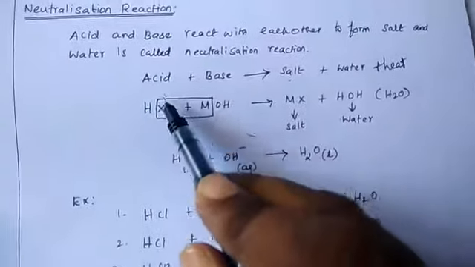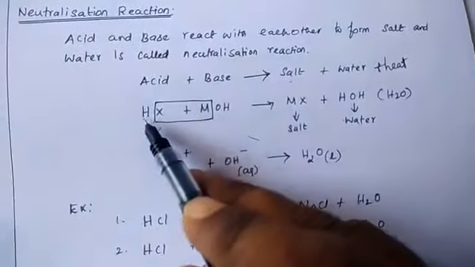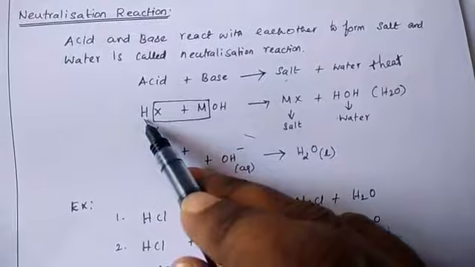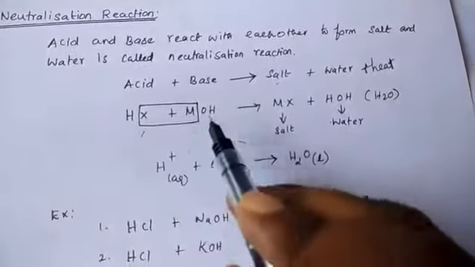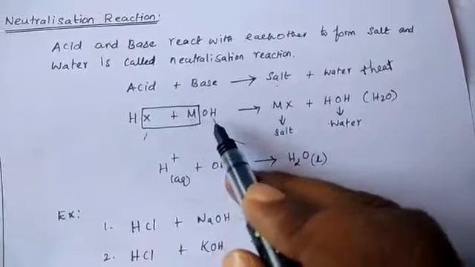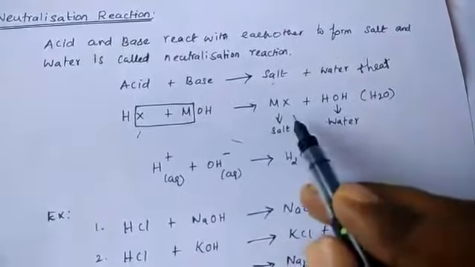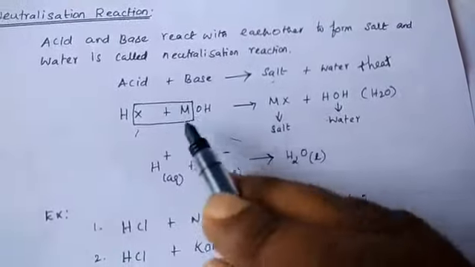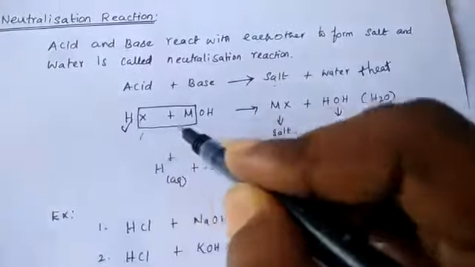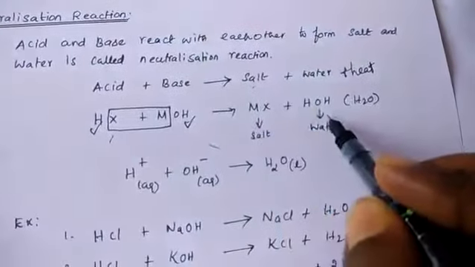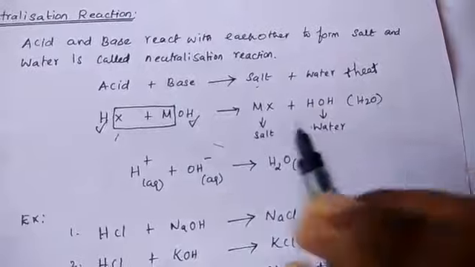Say one example, HX, that is an acid. This acid commonly has H plus ion and another ion. The base is a metal hydroxide, with OH minus. The metal reacts with this X to form salt, and this H and this OH react to form water, H2O.